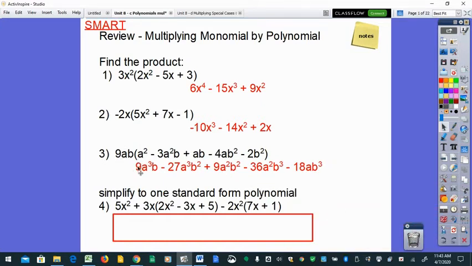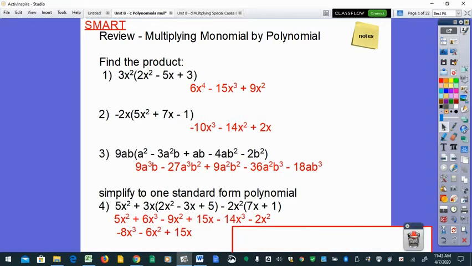So 9 times the 1 gives you the 9, and the a times the a squared, add the exponents, a to the 3rd, and the b comes along for the ride. 9 times the negative 3 is negative 27. 1 factor of a here, 2 there, makes 3. 1 factor of b here, 1 factor of b makes b squared. Plus 9, 2 factors of a, 2 factors of b. And 9 times a negative 4 would be negative 36. A out here, a in here, a to the 2nd, b to the 3rd, and negative 18ab to the 3rd.